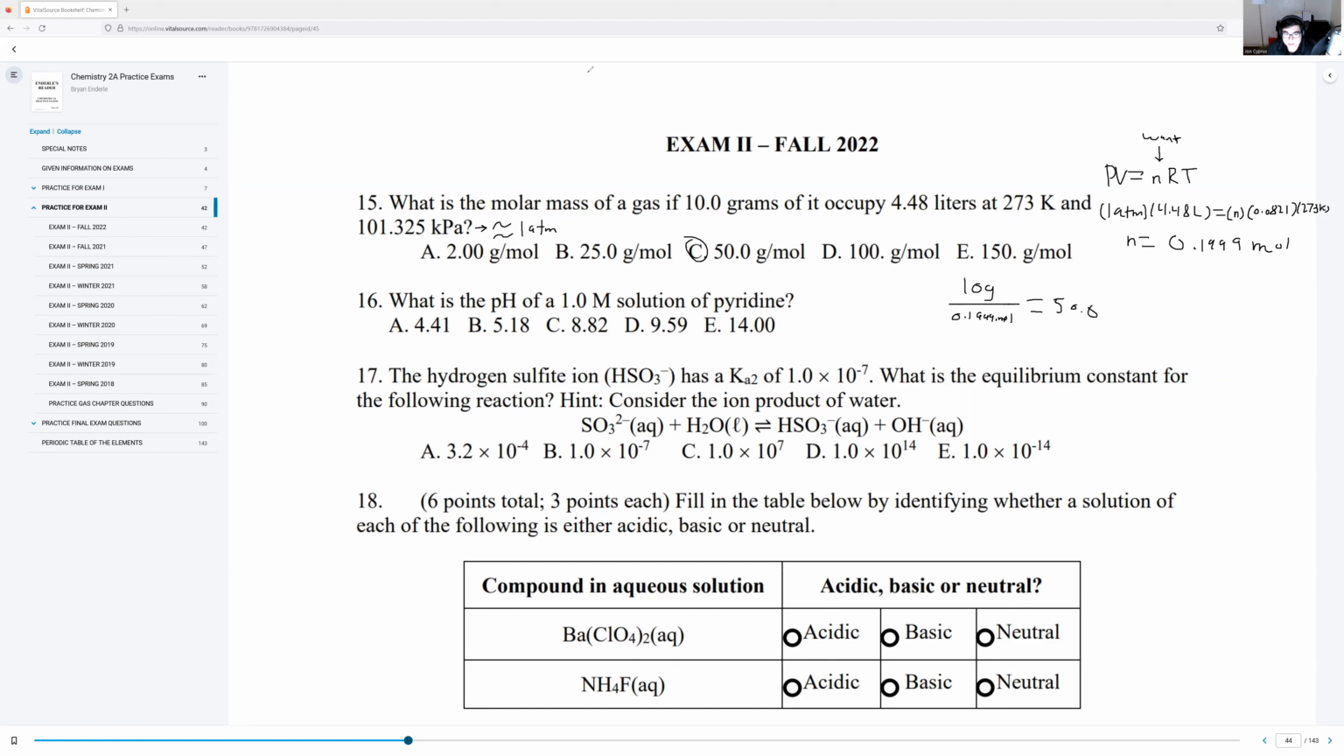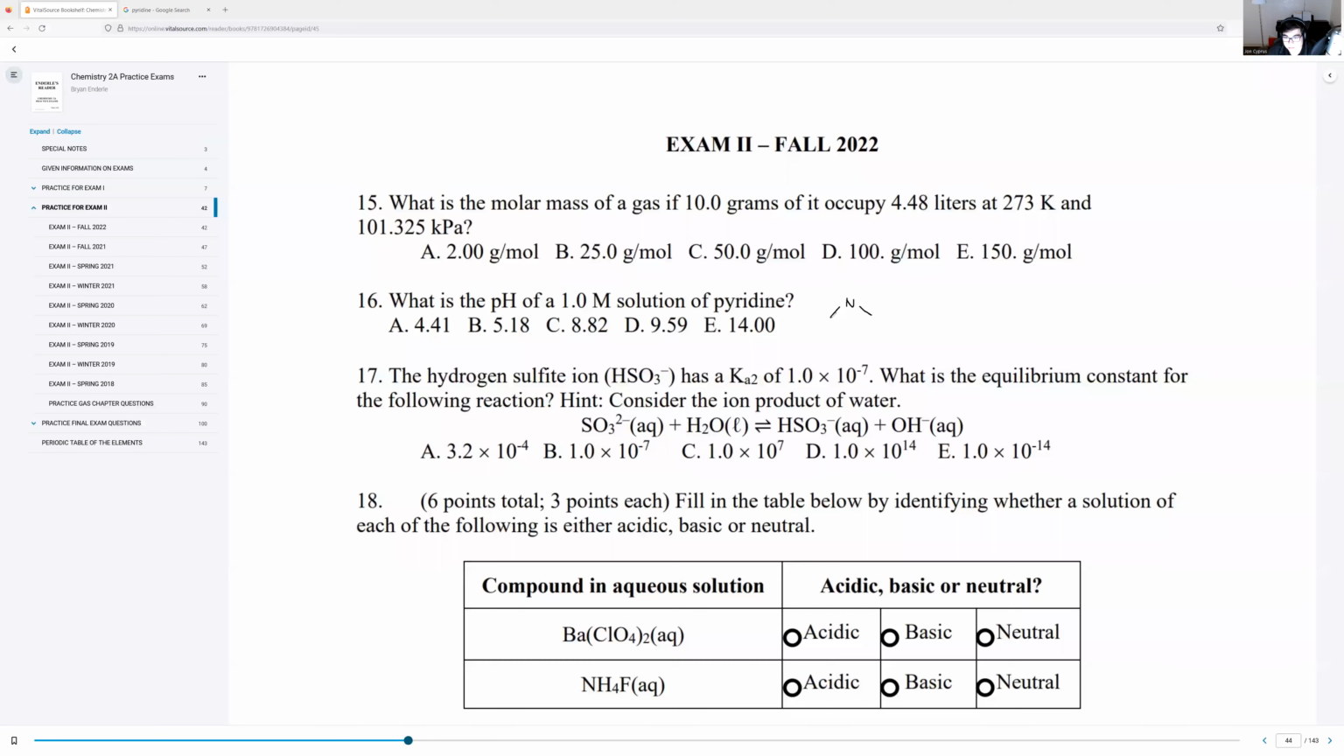All right, number 16, it says, what is the pH of a 1 molar solution of pyridine? All right, so pyridine looks like, nope, I'm missing a side. One second.